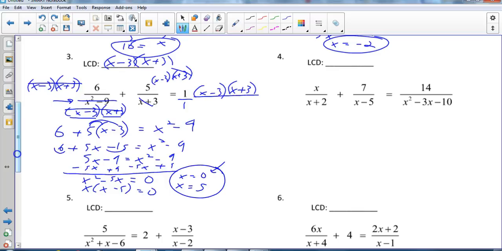The 5 definitely works out. 25 minus 9 and 5 plus 3. So our answers are 0 and 5.